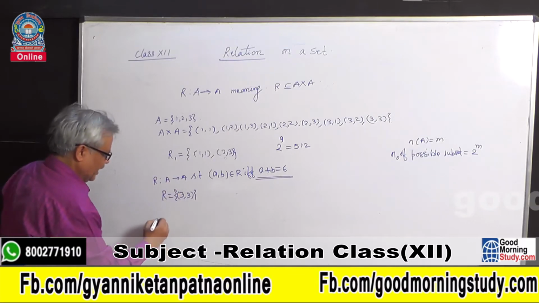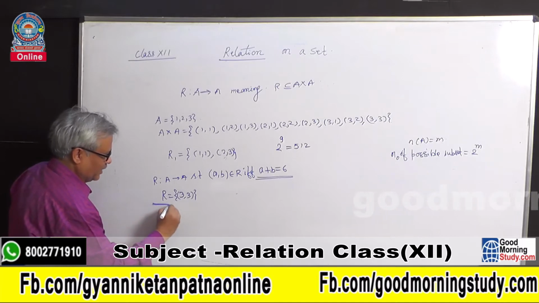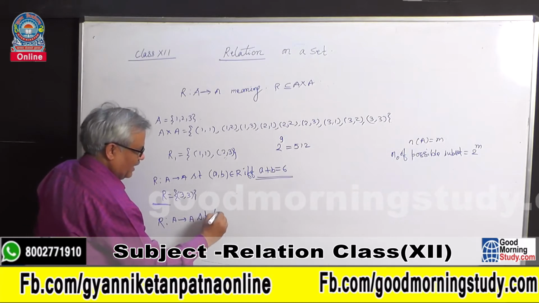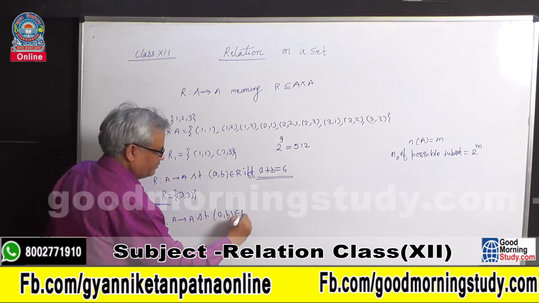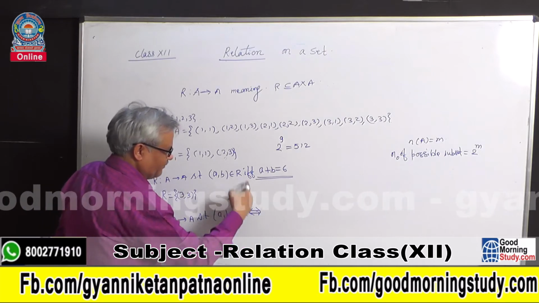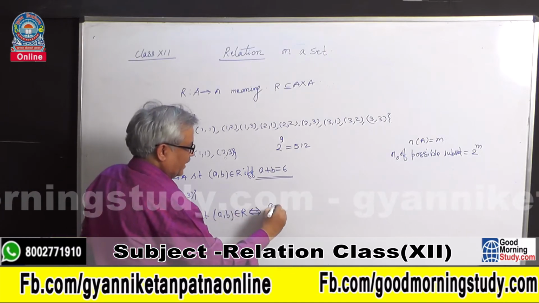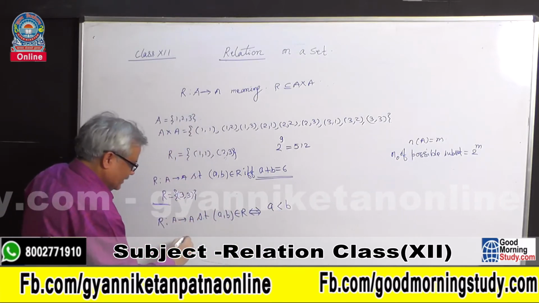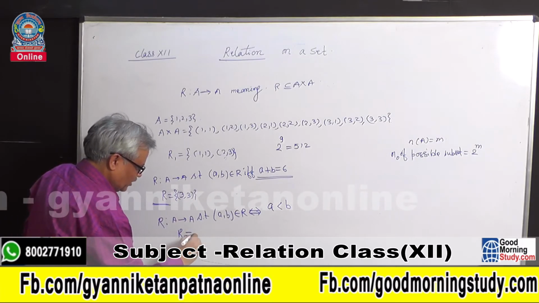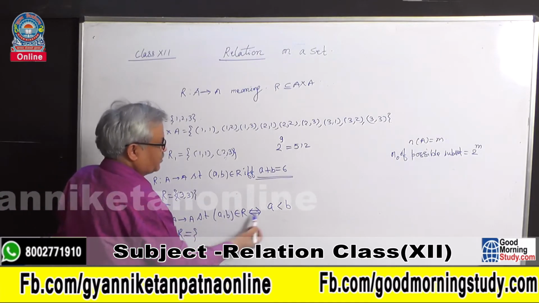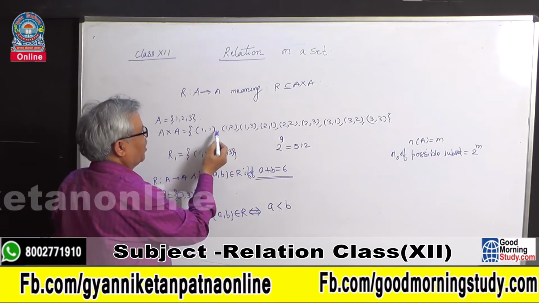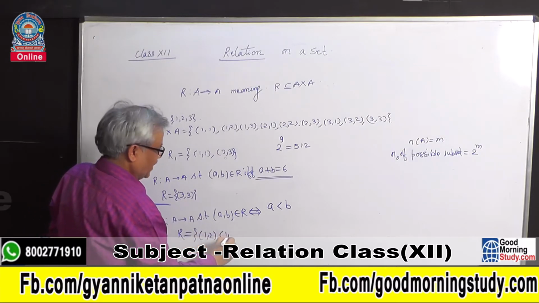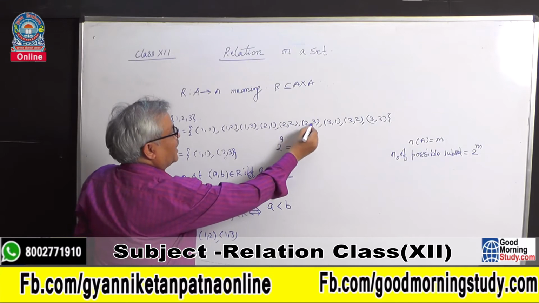Another example I am taking: let R be a relation defined on the set A to A such that (a, b) belongs to R if and only if a is smaller than b. Now I have to take all such ordered pairs in which the first member is smaller than the second member. As here it is (1, 2), it is (1, 3), then we have (2, 3).